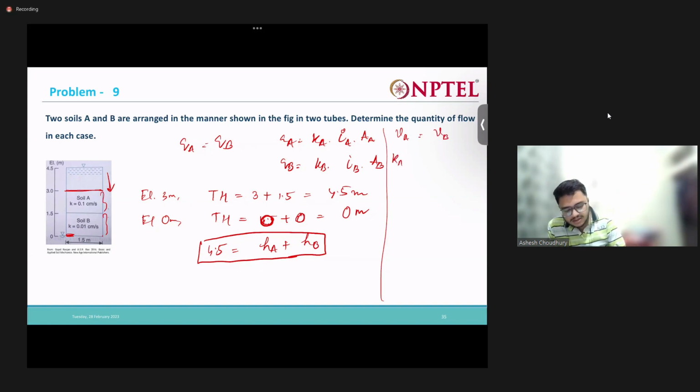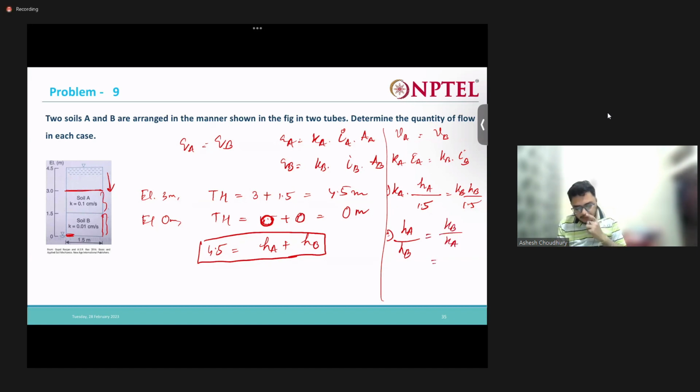So VA is KA into iA, equal to KB into iB. I can write i as head loss in A divided by the length of flow. Length of flow is how much? 1.5 meter, equal to KB into HB by 1.5 meter. So here I get another relation between HA and HB. HA by HB is equal to KB by KA.